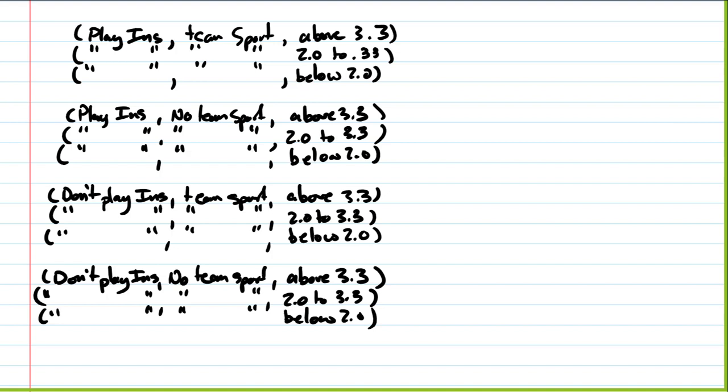So those were the 12 outcomes that they could be. So for instance, if we looked at this one, it would be they don't play an instrument, they do play a team sport, and their GPA was between 2.0 and 3.3.